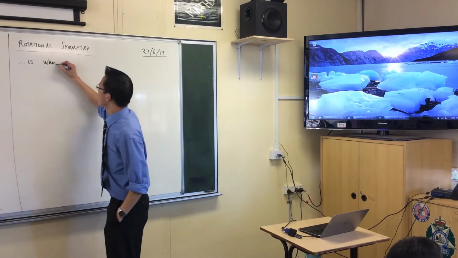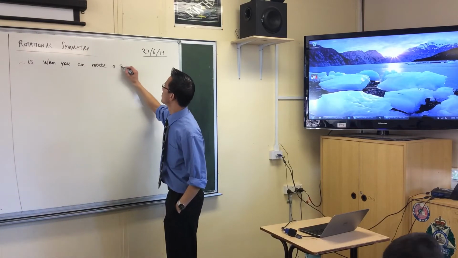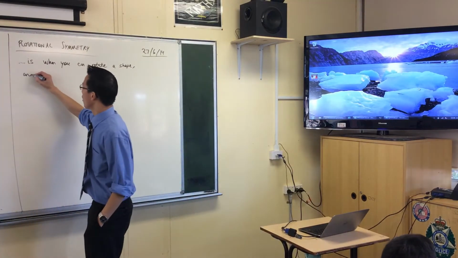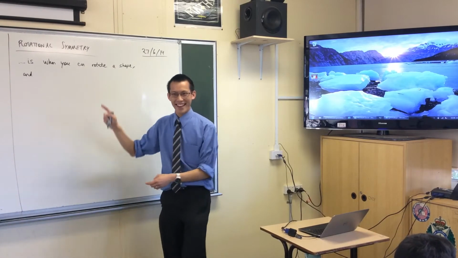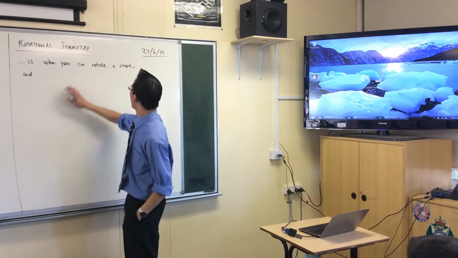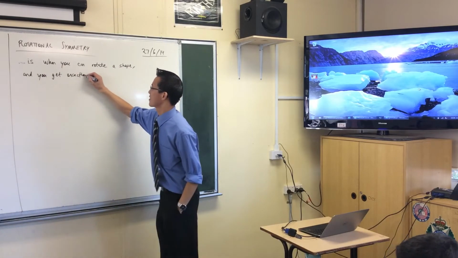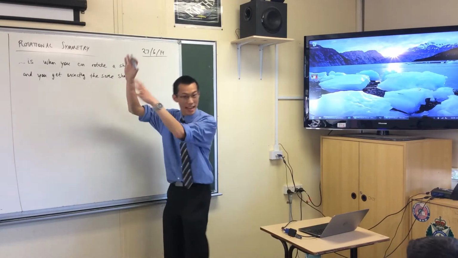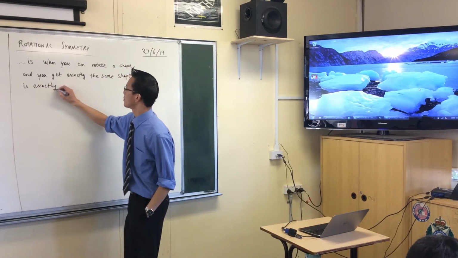Is when you can rotate a shape, right? And after rotating it, you will get the same shape, exactly the same shape in exactly the same place, right? You get exactly the same shape, and I'm very pleased that some of you have used even that phrase because that's how we're trying to understand this whole idea. Exactly the same shape in exactly the same place.